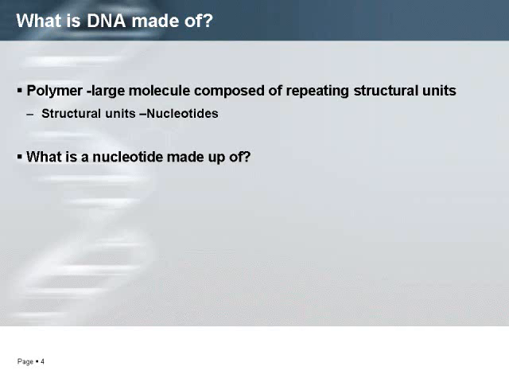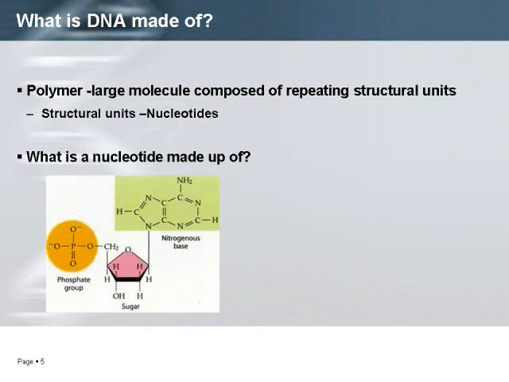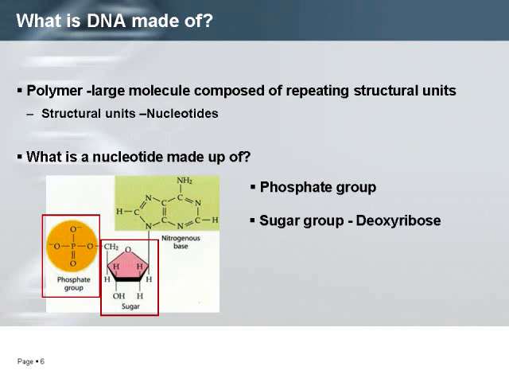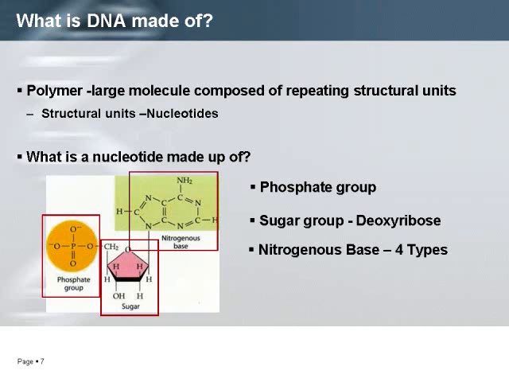In the case of DNA, these subunits are called nucleotides. A nucleotide is a molecule made up of three chemical groups: a phosphate group, a sugar group in the form of deoxyribose, and a nitrogenous base, of which there are 4 types.